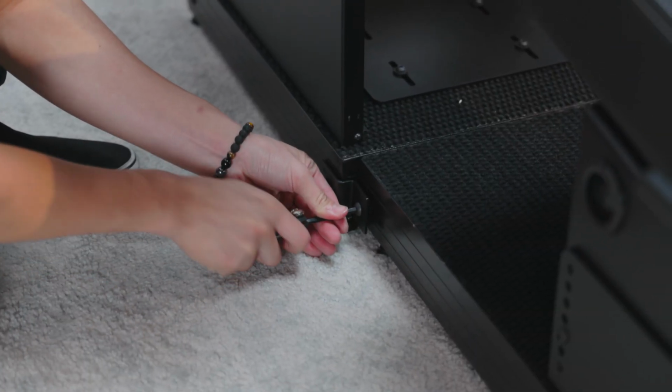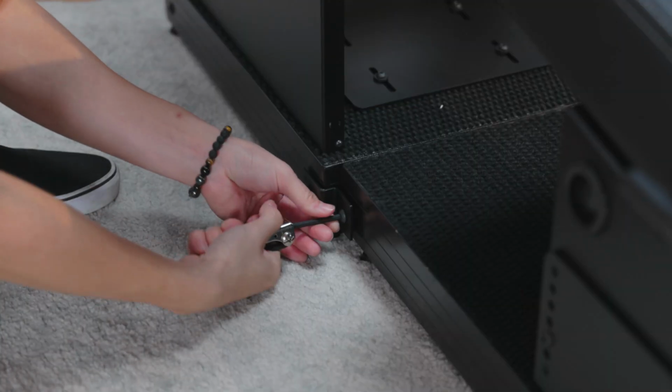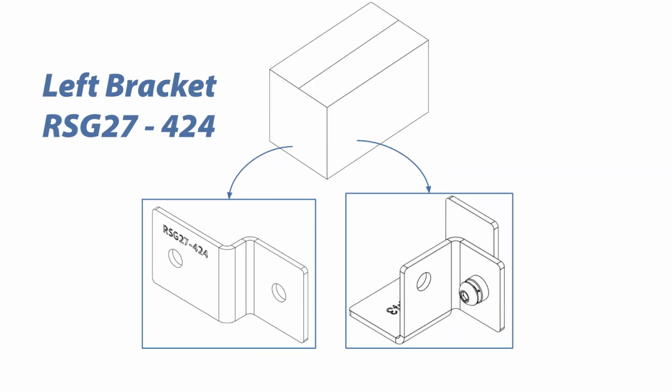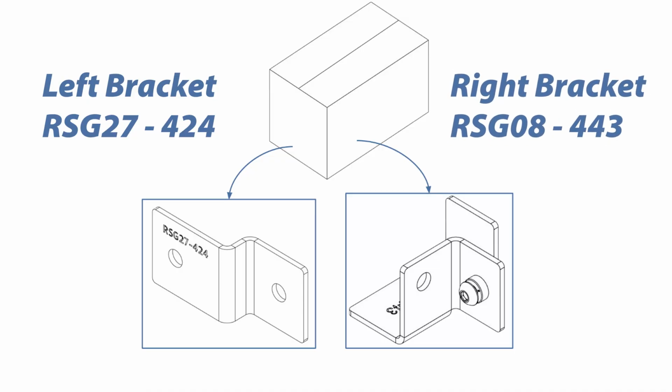To do that, you'll need to install these brackets that came in your accessories box. Once you locate them, you'll see that they have numbers on them. The left bracket has a label that ends in 424, and the right bracket has a label that ends in 443. So on the right bracket, remove the M6 screw and set it aside for later.